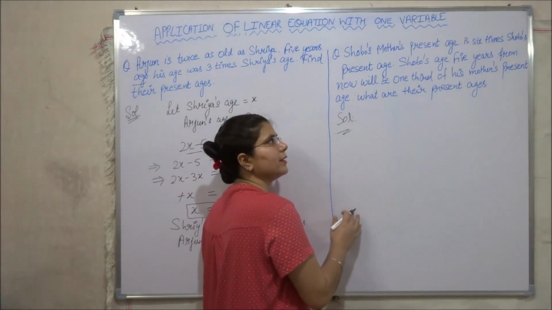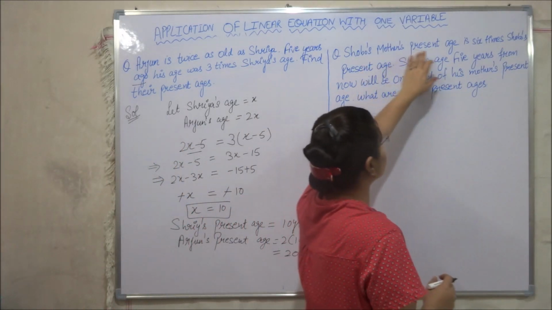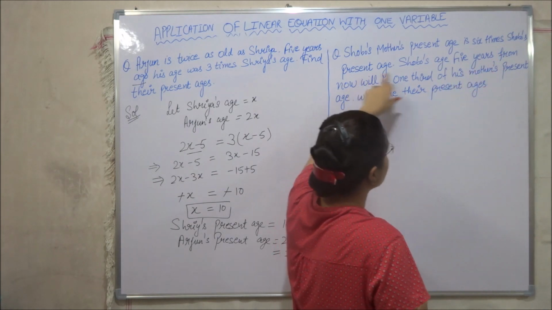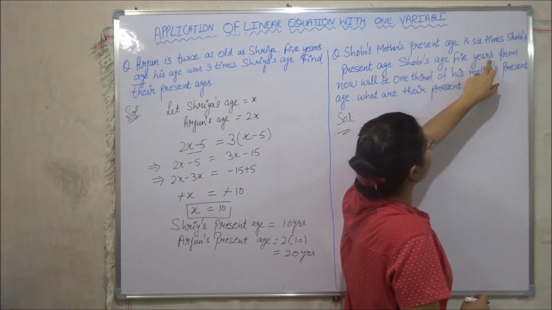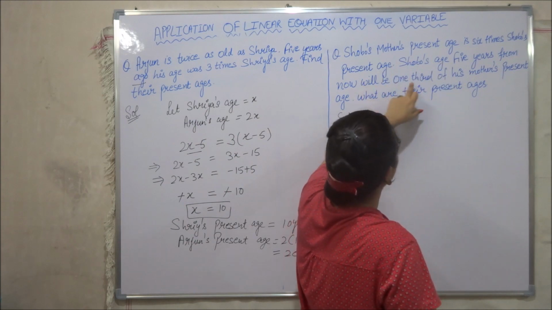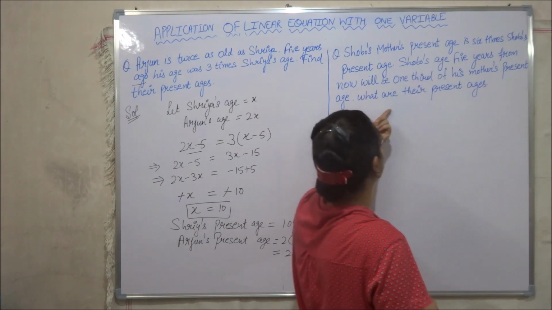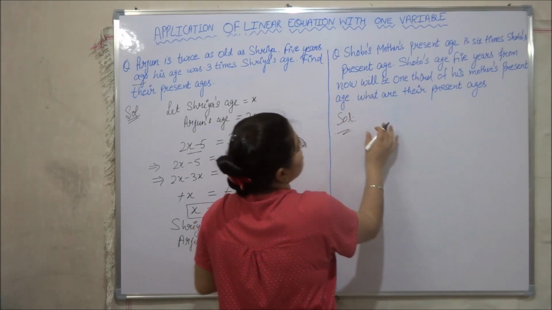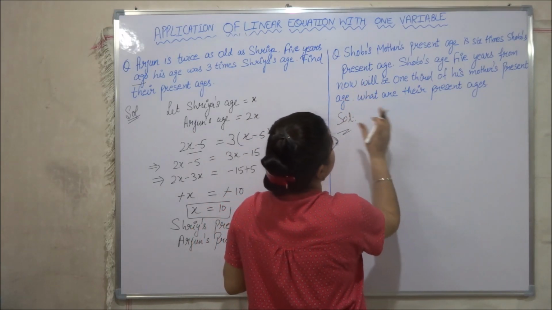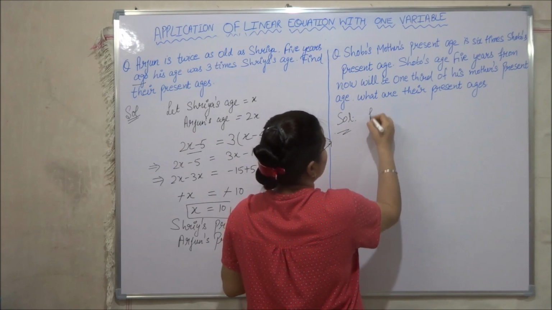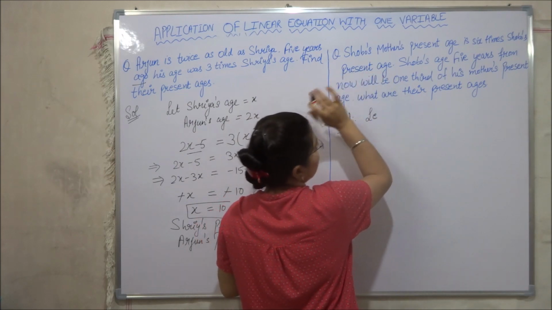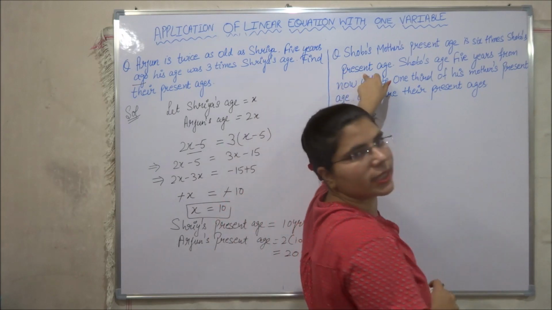Now we will do the second question. Shobho's mother's present age is 6 times Shobho's present age. Shobho's age 5 years from now will be 1/3 of his mother's present age. What are their present ages? Now Shobho's mother's present age is 6 times Shobho's present age. That means Shobho's mother's age will be dependent on Shobho's present age.